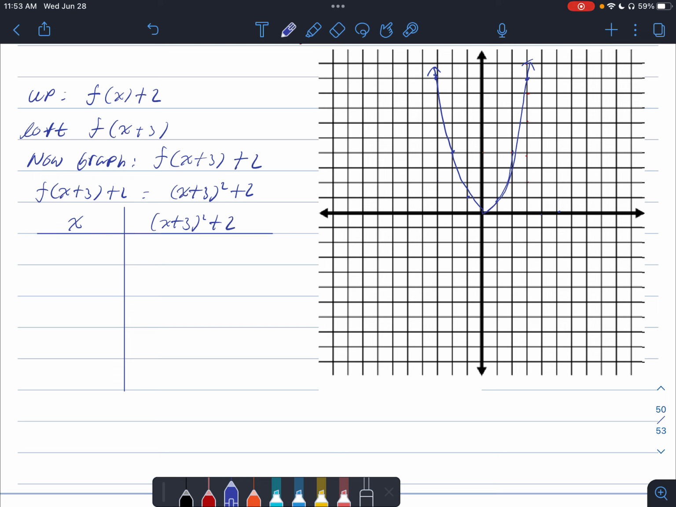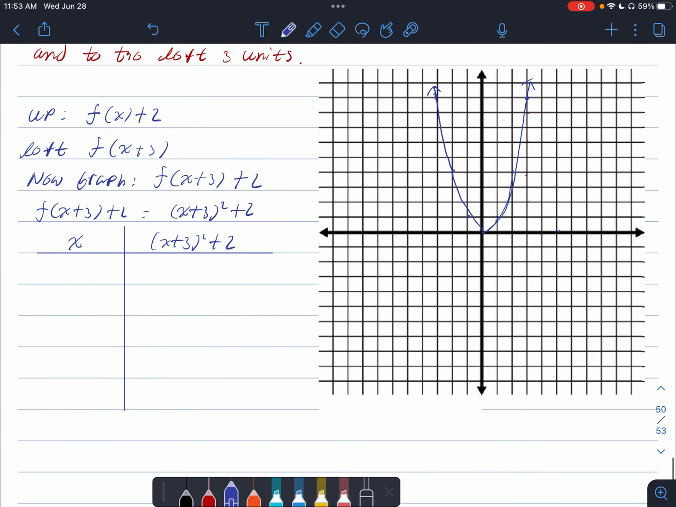All right. So first, let's see what happens if we plot negative 3. If we plot negative 3, we'll get negative 3 plus 3 squared plus 2. We just get 2, right? Negative 3 plus 3 is 0. 0 squared is 0. Plus 2 is 2. So we know that the point negative 3, 2 will be one of our new points.